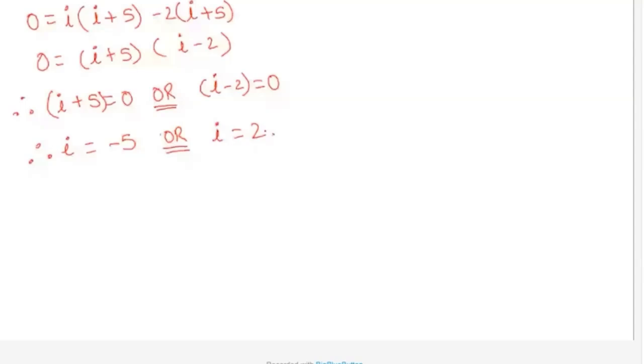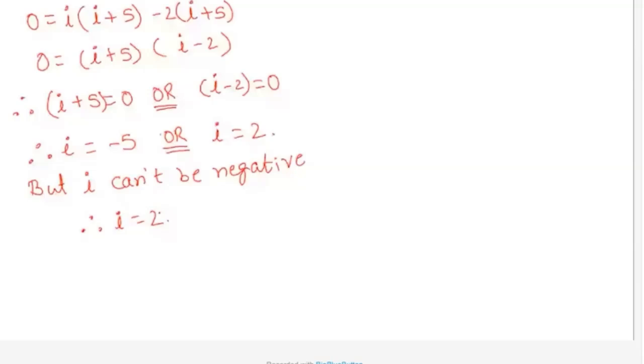But I cannot be negative, correct? Interest rate I can't be negative. Therefore, you will not take -5. Therefore, I is equal to 2. You got I. We want rate.